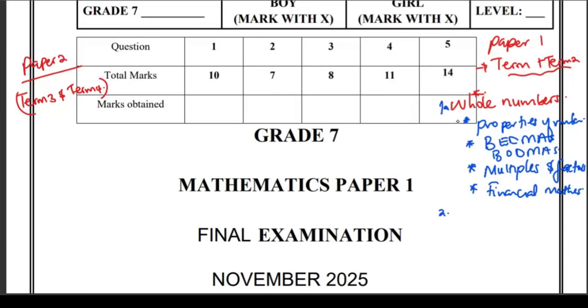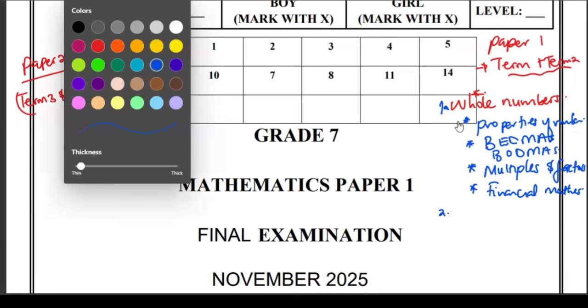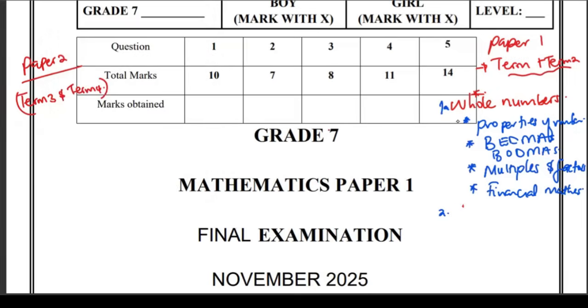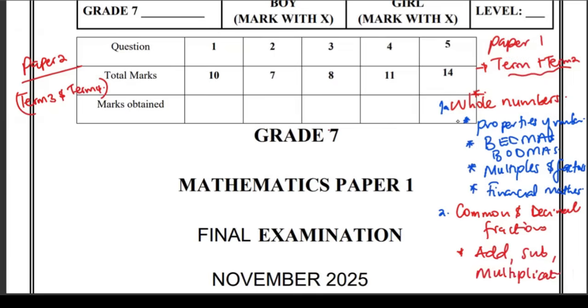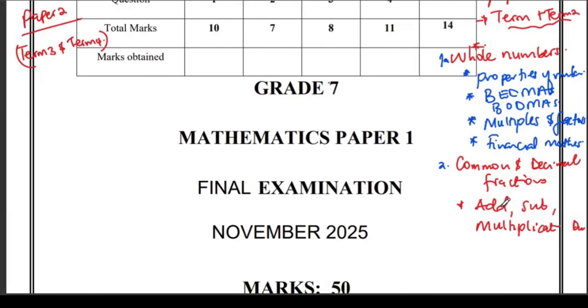Topic number 2 is what we call the common fractions. I'll say common and then decimal fractions, because it's just one and the same thing. Under the common fractions, you need to know how to illustrate, how to do the addition, the subtraction, the multiplication, and then the division of these fractions, the decimals as well as the common fractions.